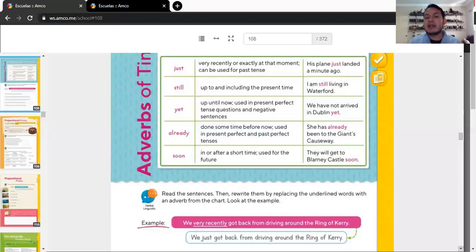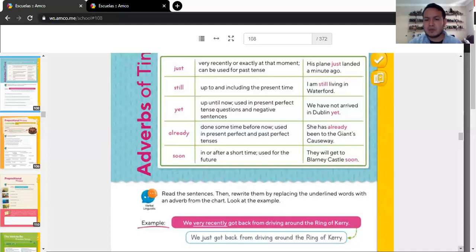Soon: in or after a short time, used for the future. They will go to Blarney Castle soon. I hope this pandemic of COVID-19 finishes soon. Okay, it's something that will happen in a moment, in the future.